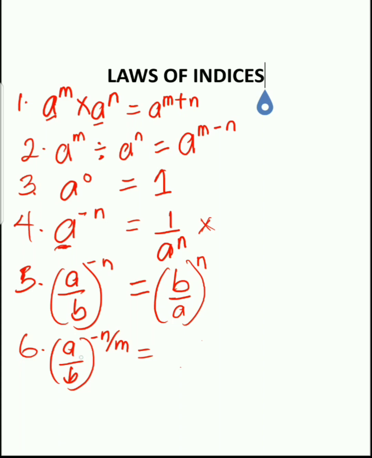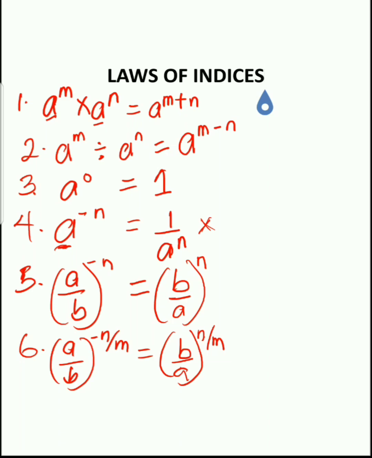Again, when the base is a fraction like this, a over b, and the power is negative, to make the power become positive, we invert the base. And so this becomes (b over a) all raised to the power of n over m. Now the point of this is that you don't invert the power. The power is a fraction. You don't invert the power. The only thing that happens to the power is that the sign changes from negative to positive.